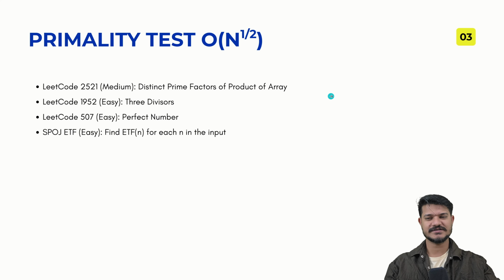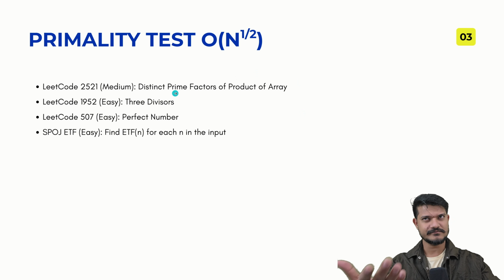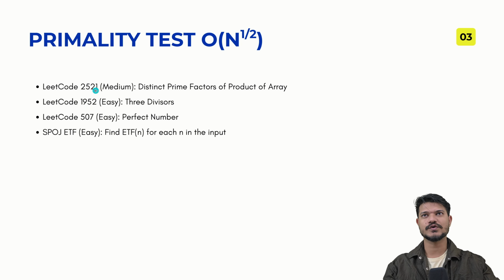Okay, so two things: primality test, matrix exponentiation, binary exponentiation. First of all, for primality test, these are the problems you can solve. This is for the square root of n method. You can solve LeetCode 2521, 1952, 507, and one problem from SPOJ, that is ETF, for evaluating ETF of n.